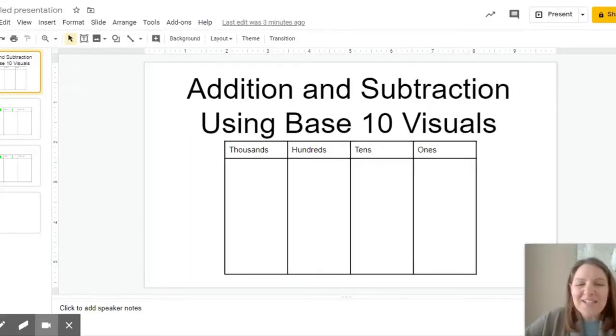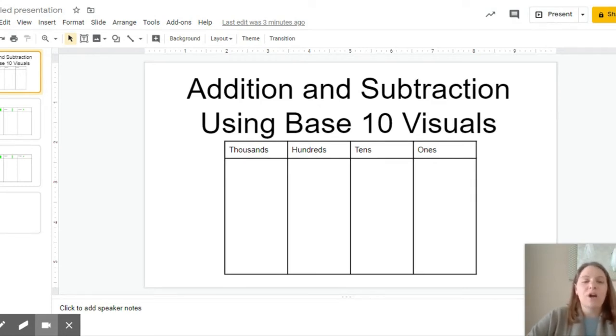Hi boys and girls, today I'm going to show you how to add and subtract using base 10 visuals. Now I know Miss Perry showed you two other strategies for adding and subtracting, one being the standard algorithm and another one being the break apart strategy. Some of you also find it helpful to draw visuals of what you're adding and subtracting, so that's what I'm going to show you today.